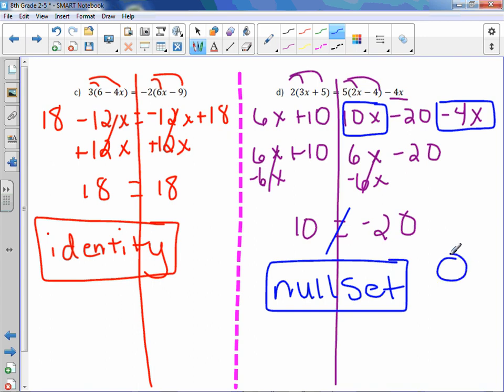You can show the null set by writing a 0 with a slash, or with empty brackets, or even that 0 with a slash in those empty brackets. So you can show it any of these ways.